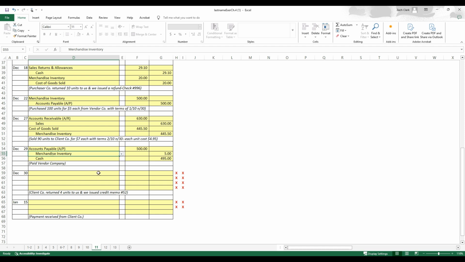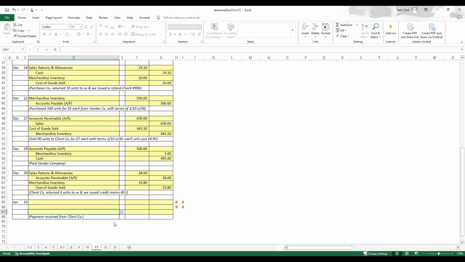Okay, on December 30th, client code returned 4 units to us, and we issued a credit memo. So that's related to this one. And let's go to our returns and allowances. AR is going to go down. Inventory is going to go up. And COGS is going to go down. And that was for 4 units. And we sold them at $7 a piece, so $28. And then 4 units times 4.95 gets us there.